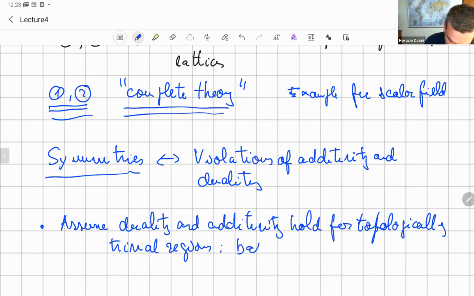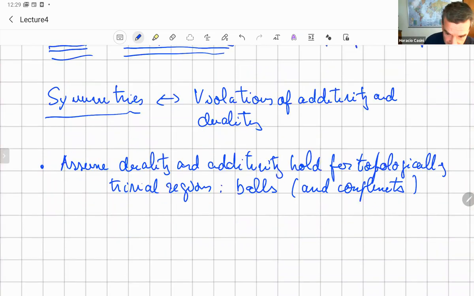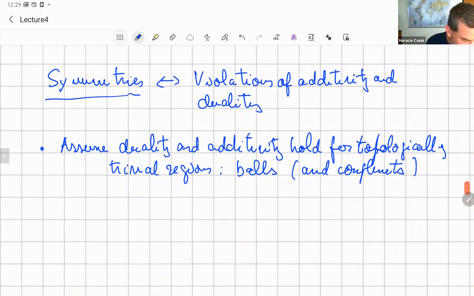So, the topology of balls and complements. And this is not always the case. There are some examples where these do not hold. For example, the typical generalized free fields that appear in the large N limit in holographic theories do not satisfy this. But in general, we expect this to be satisfied for normal quantum field theories.